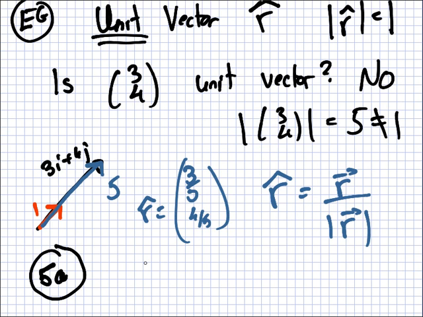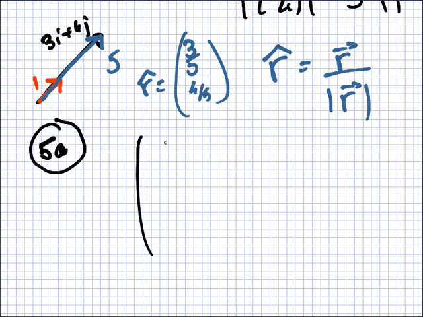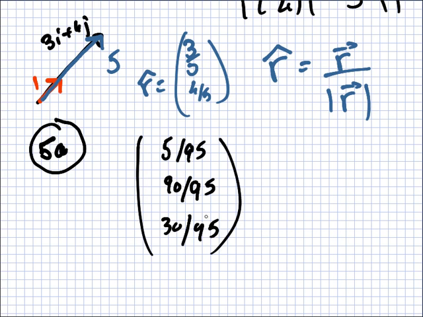Yeah, well, it's the vector that I want. So what's the vector? 5 over 95. 5 over 95. And next is 90 over 95. And then 30 over 95. Yes. That's the unit vector.